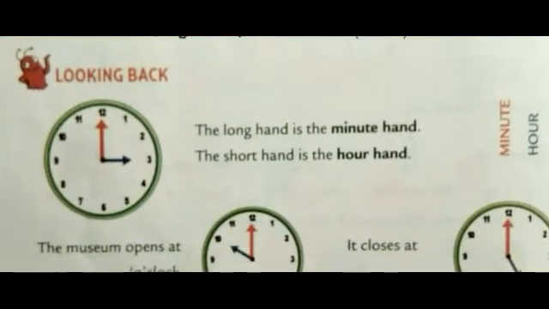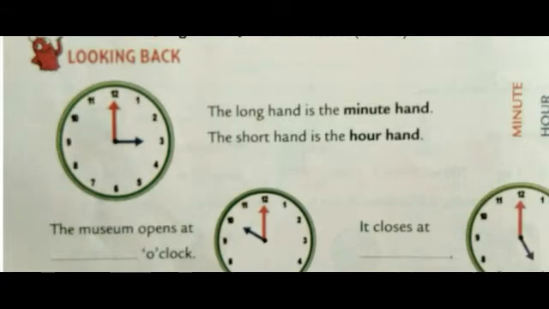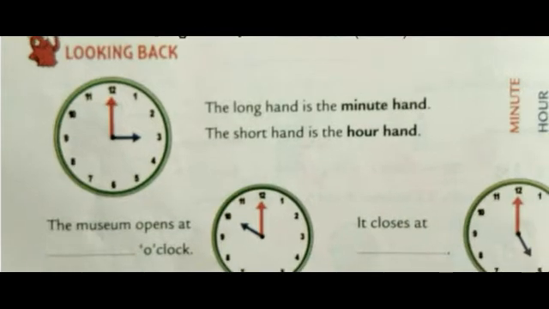Now, see this clock given here. The long hand is the minute hand, and the short hand, which you can see here, is the hour hand. Scholars, the hour hand takes 1 hour to move from one number to the next. If it has gone from the number 2 to number 3, it means 1 hour has passed.